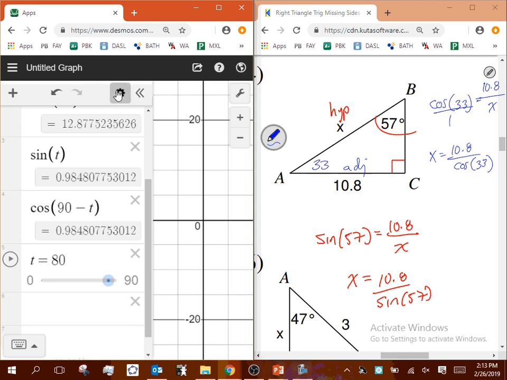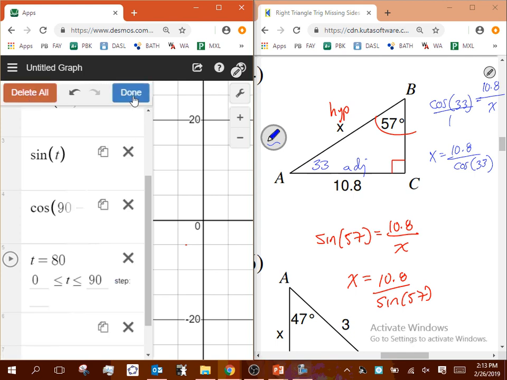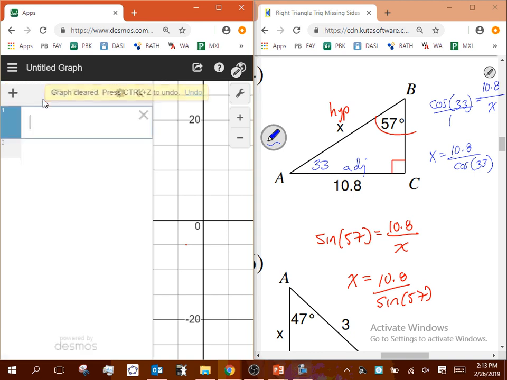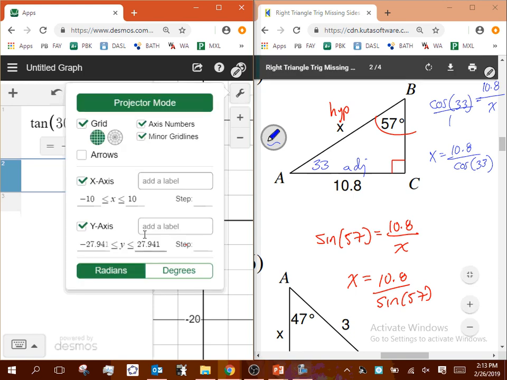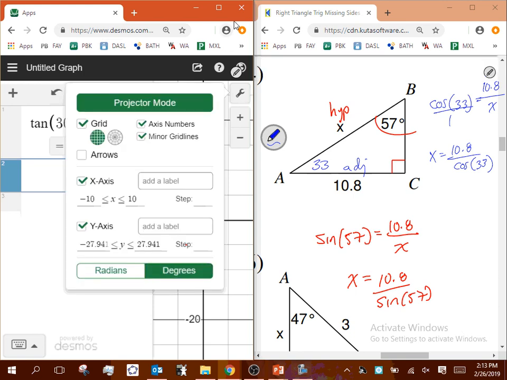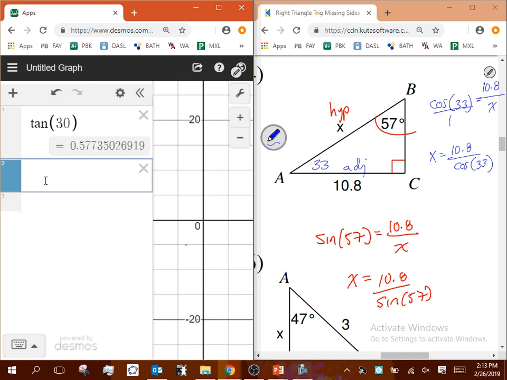Did I talk about the relationship between sine and cosine yesterday? And tangent? Okay, so let's take tangent of 30. It gives me that number right there. Now I'm in radians, so let's put in degrees. Tangent of 30 is that number right there.